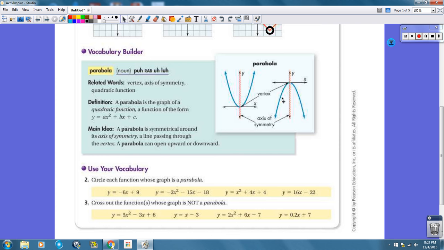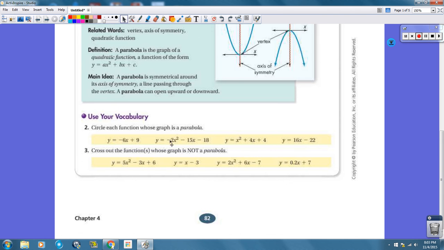Notice they're the same on both sides. And the axis of symmetry is a line that's passing through the vertex. A parabola can open upward or down. Again, please be aware it can also open left and right, but we're just focused on up and down. Okay, so now we're going to use our vocabulary. Circle each function whose graph is a parabola. Keep in mind that in order to be a parabola, there has to be a squared term. So take a minute, pause, look at this, and then let's circle our answers.